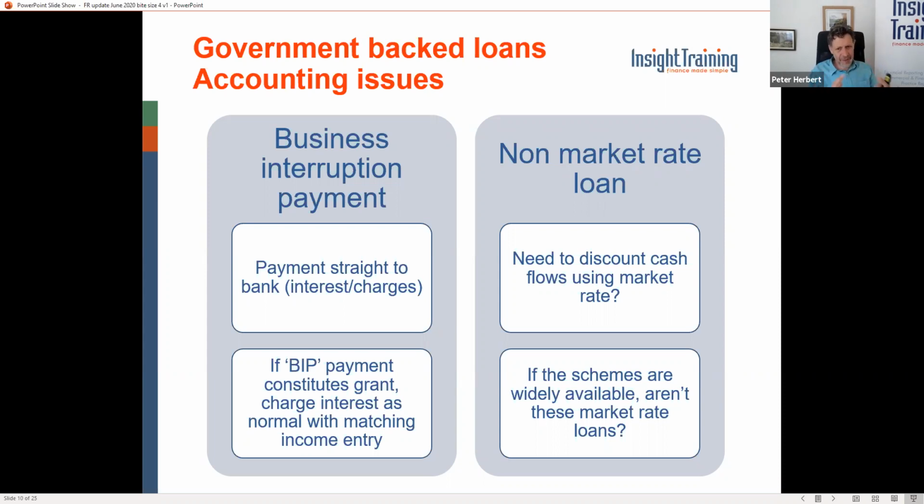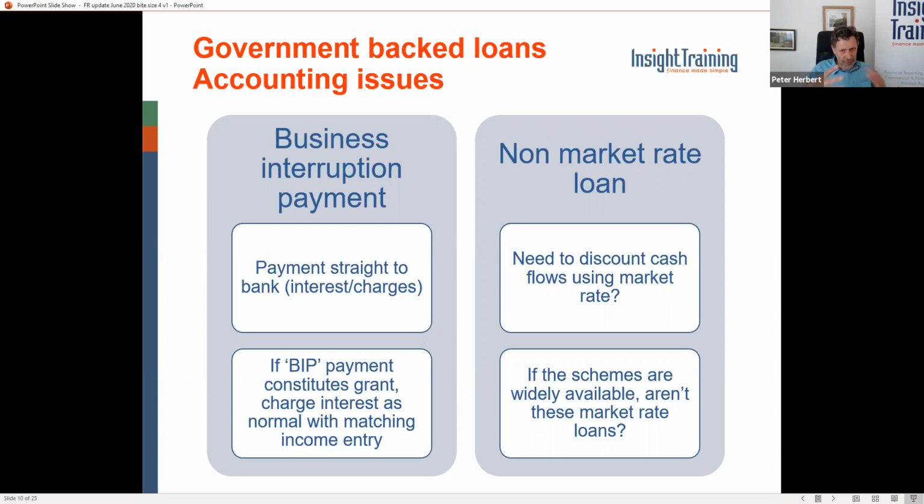Now, again, that is something which is certainly worth conjuring with and contemplating from an accounting point of view. The view I certainly hold on this one is that given that these schemes are widely available, it may well be that the bank is allowed or able to lend cheaper because they've got the government guarantee in the background, but these are schemes that are widely available, and therefore these slightly lower rates are indeed market rates.